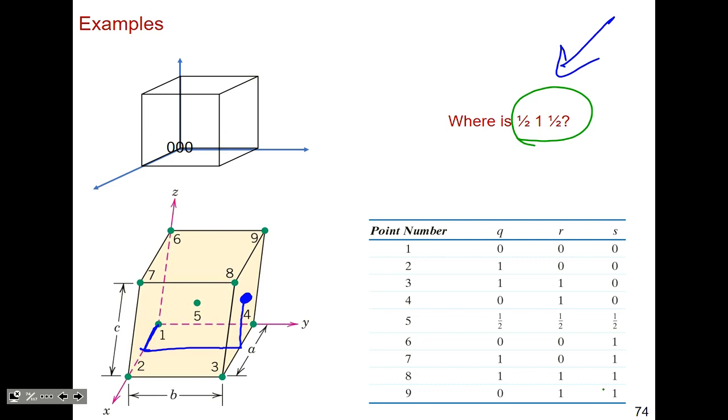So length of 1. So vectors A, B, C, length of 1. Then we want to confine everything, the symmetry that we talk about, within that unit cell. So it's all fractions, okay?